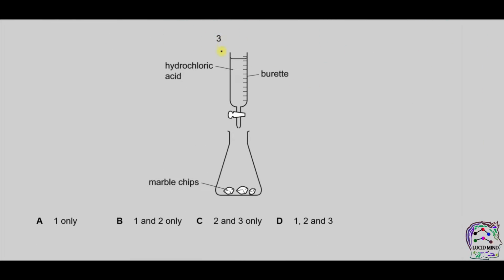This is the third experiment. In this experiment, we have hydrochloric acid present in the burette, which will be poured dropwise, and we have marble chips present. The balance is not given, so we cannot measure the change in mass. Also, the gas which is formed will escape as this is open. So we can neither measure the change in mass nor measure the change in volume of carbon dioxide. So therefore the third experiment is incorrect for measuring rate of reaction. As experiments 1 and 2 only are correct, the answer is B.